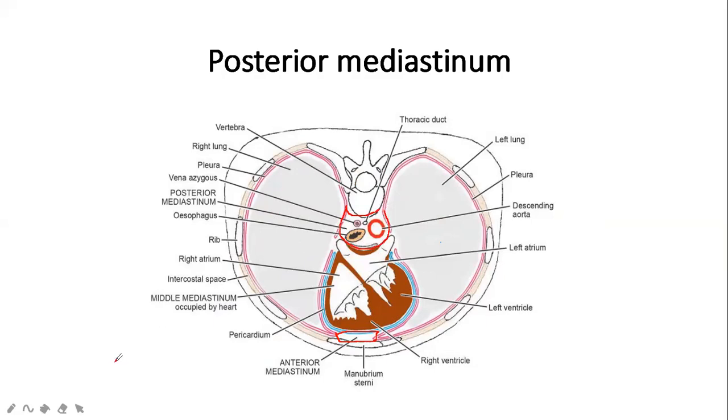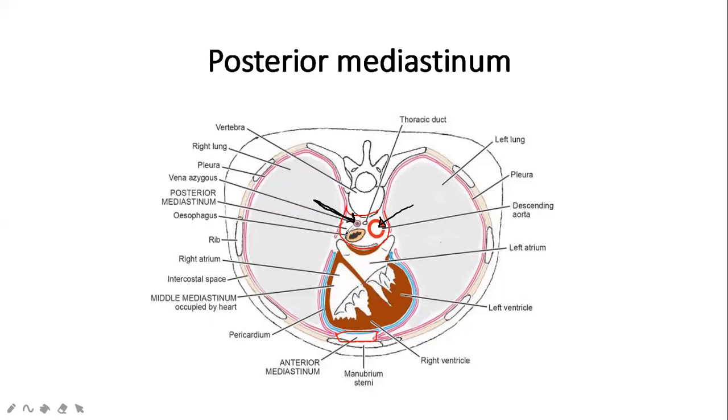So let me also talk about this so that we understand, okay? All right, so there we are. We have what? The descending aorta, right? Very good. Because we said that the arc of the aorta is within the superior mediastinum. The descending aorta is within the posterior mediastinum. So there we have the descending aorta. We have the esophagus, and we have the azygos vein. So there is the azygos vein over here.